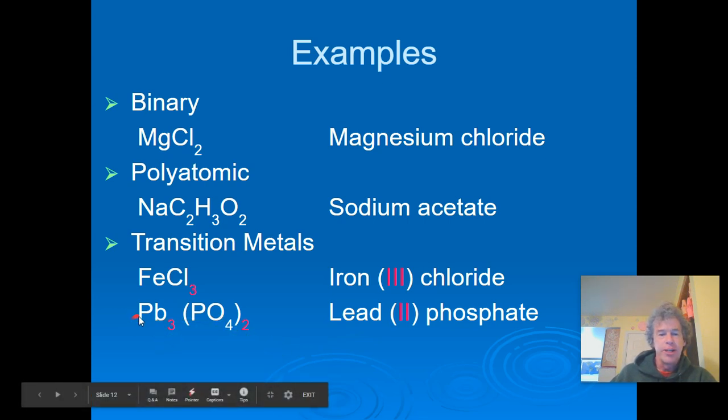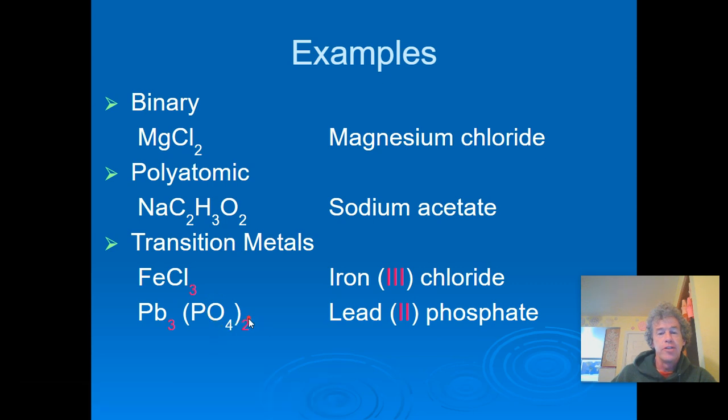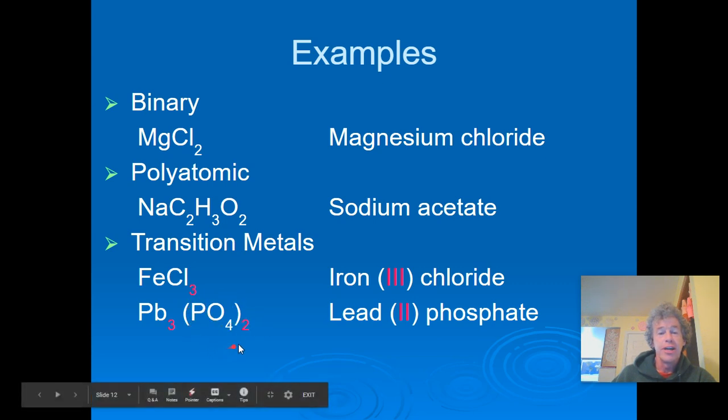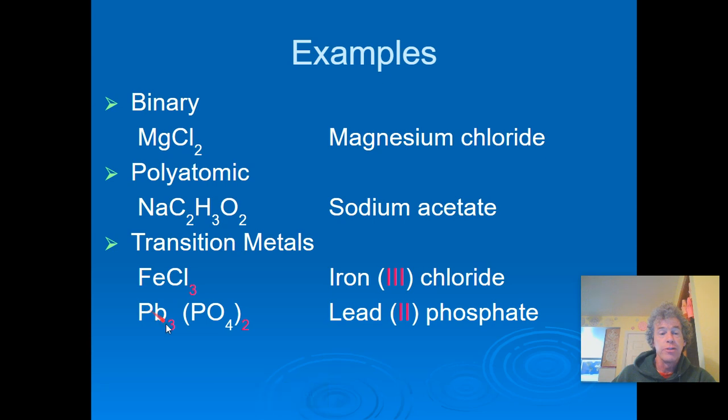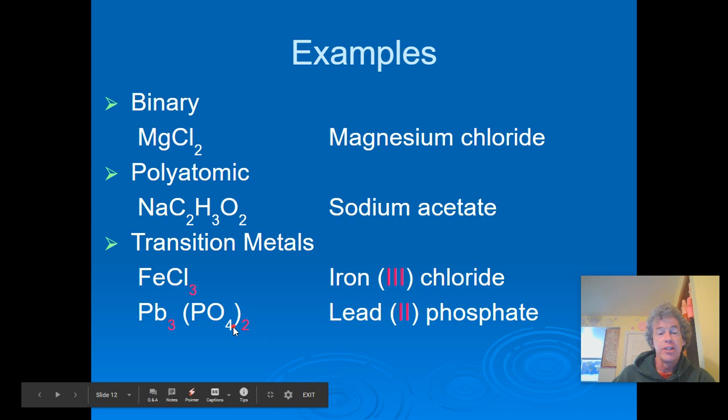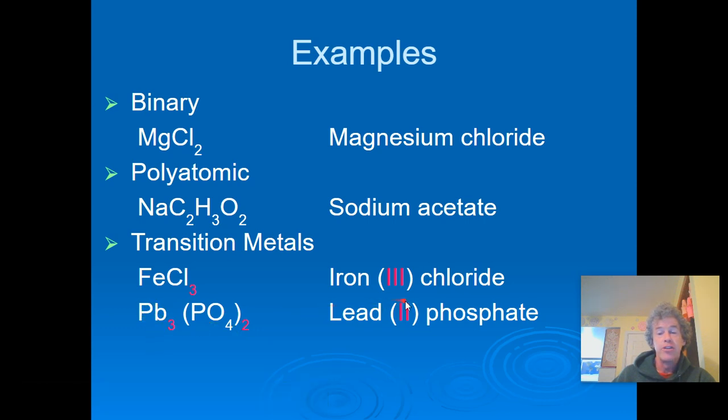Now, sometimes it gets a little funky, because here we have Pb, or lead, 3, PO4, 2. This is phosphate. Phosphate has a 3- charge. There are 2 of them, so that's 6 total negatives. Since there are 3 leads, each one has to have a +2 charge, because +2 times 3 is +6, -3 times 2 is -6, and it would balance out. So since each lead has to be a 2+ charge, we then have lead(II) phosphate.